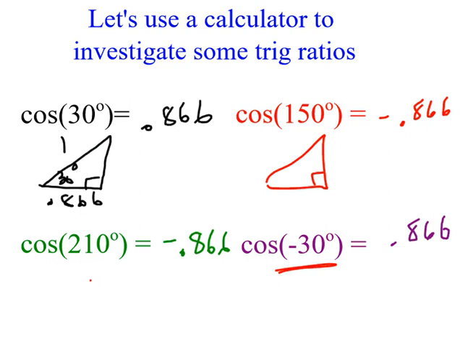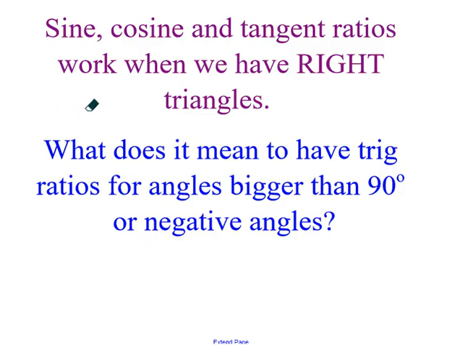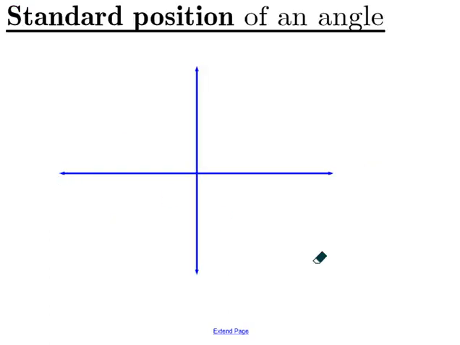So we're going to start by saying, where do these things come from? That's going to be the next few videos. We're going to investigate this. Because I know sine, cosine, tangent ratios work when we have right triangles. How can I have a trig ratio if my angle is bigger than 90 or my angle is negative? So to start off, mathematicians have decided we can put angles on our coordinate plane.